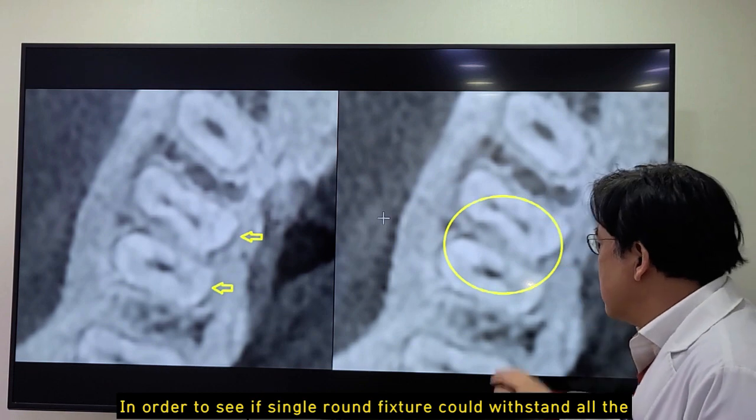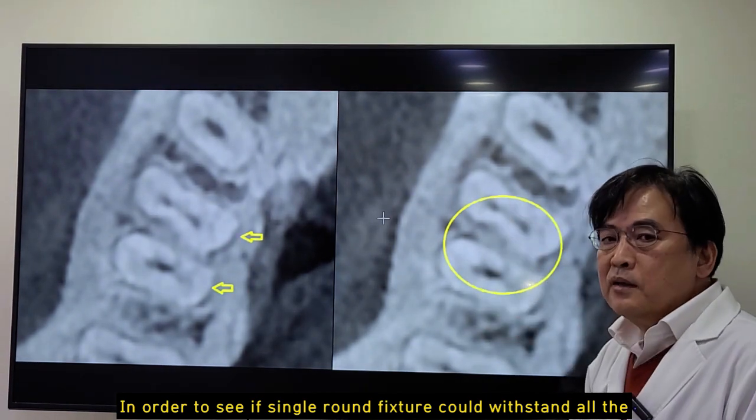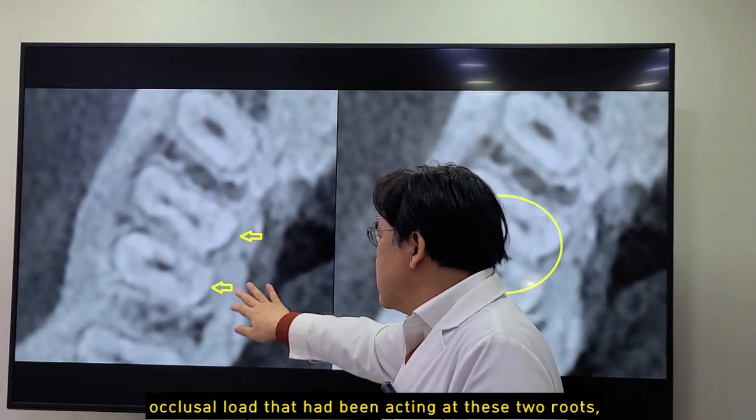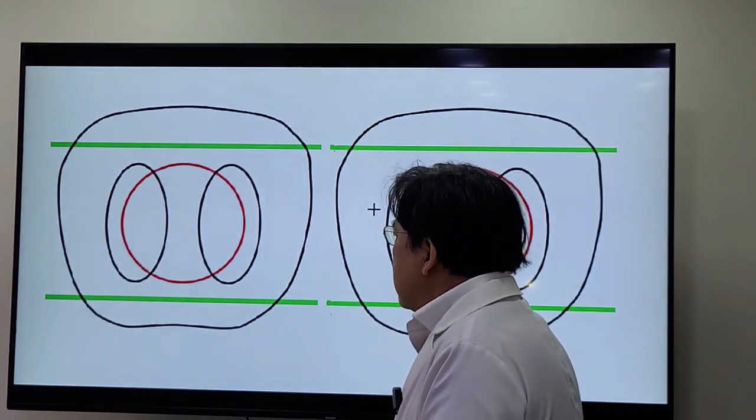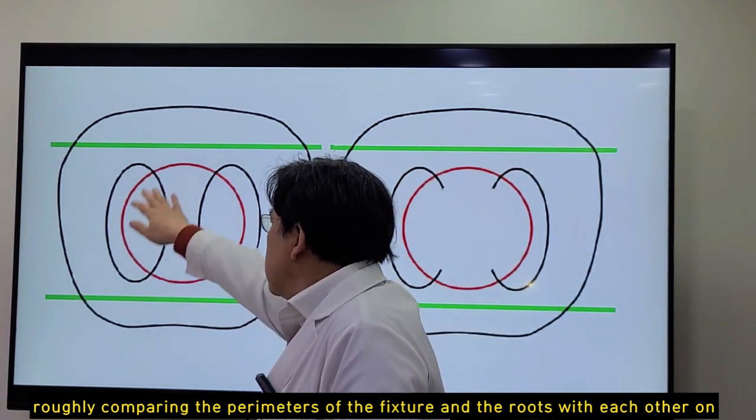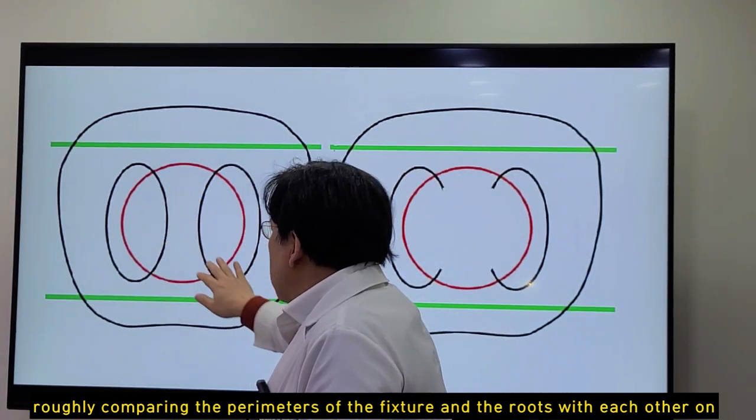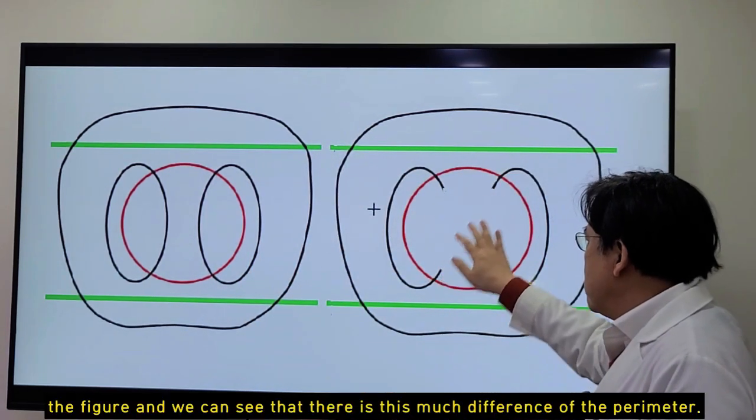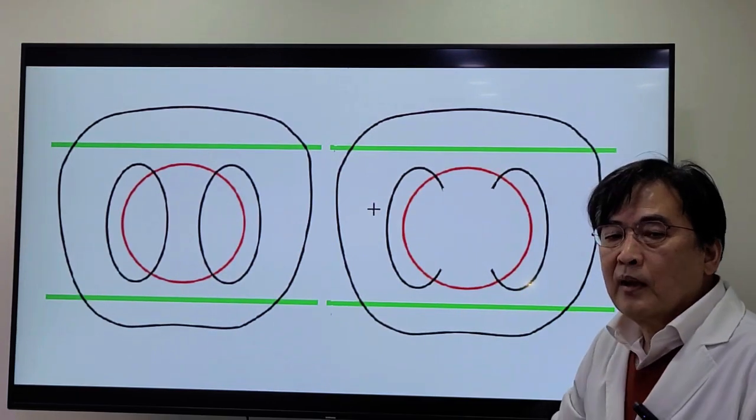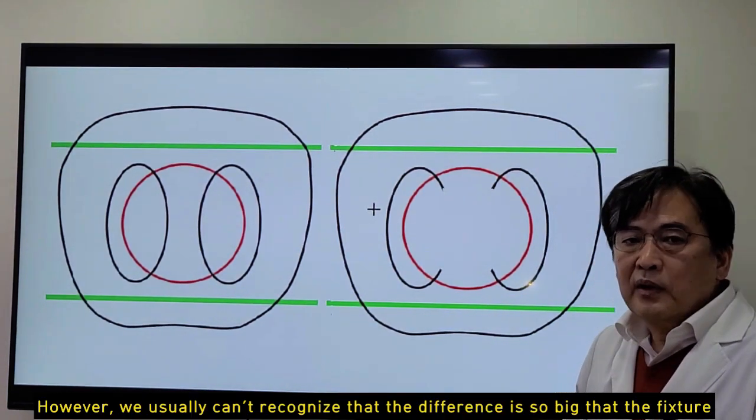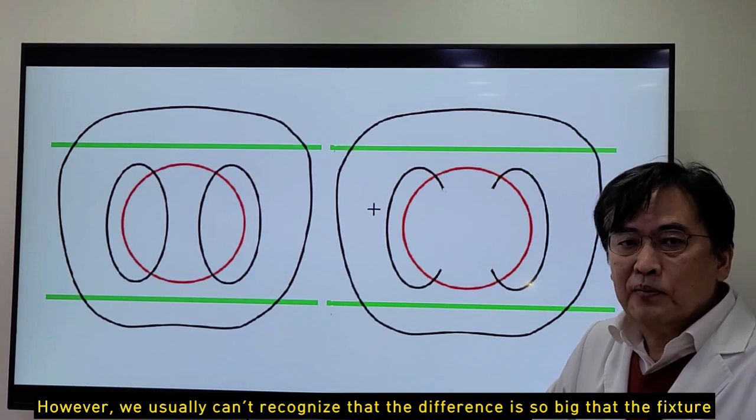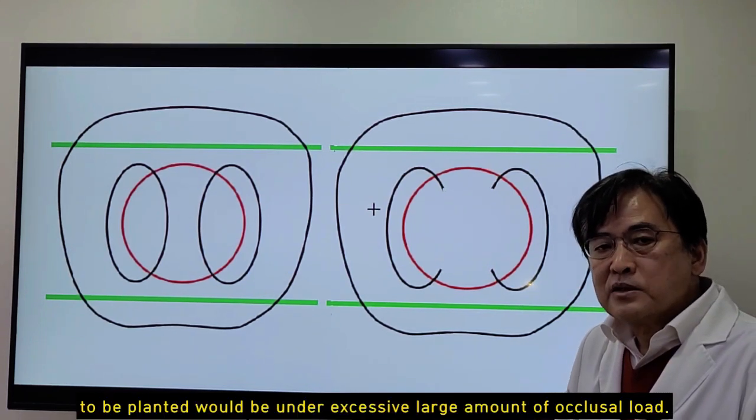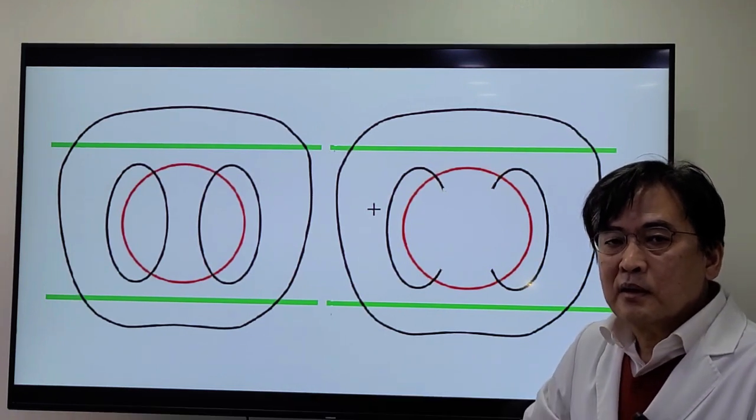In order to see if a single round fixture could withstand all the occlusion load that acts on these two roots, we roughly compare the perimeters of the fixture and the roots with each other on the figure, and we can see there is this much difference of perimeter. However, we usually cannot recognize that the difference is so big. The fixture to be planted will be under an excessively large amount of occlusion load.